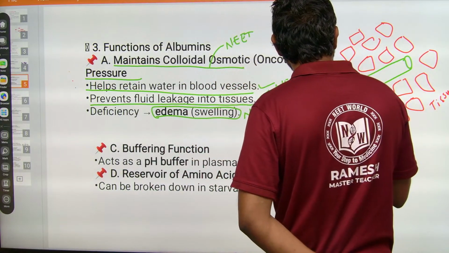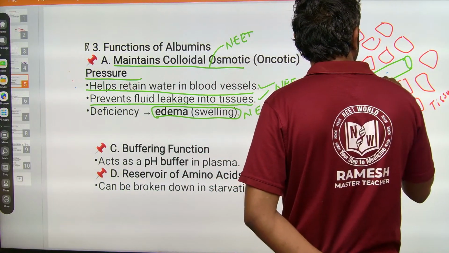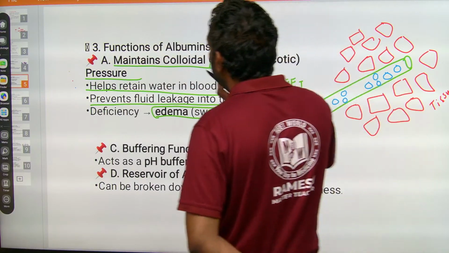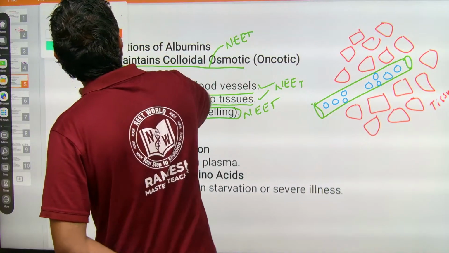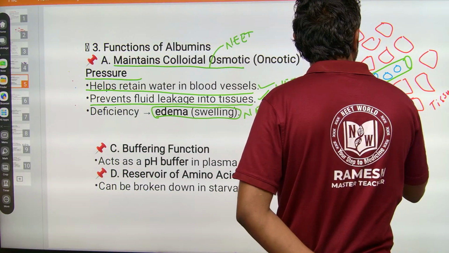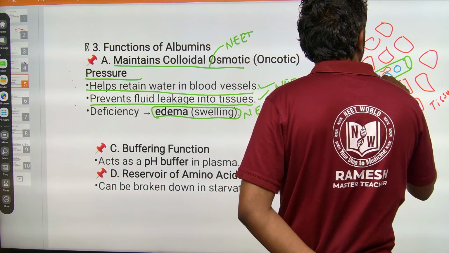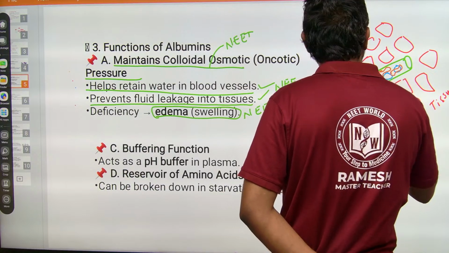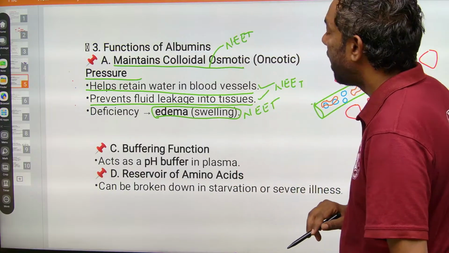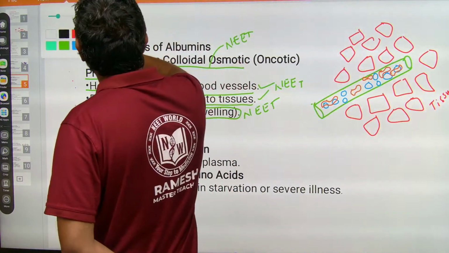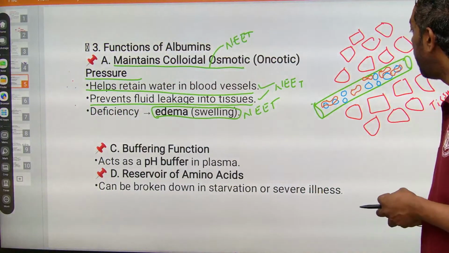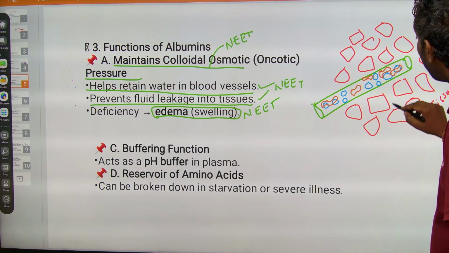These are the albumins, colloidal in nature, in the blood vessel. These are the blood cells, RBCs, in the blood vessel. RBCs, albumins and WBCs are there in the blood. Albumins, what can they do? Their function is to maintain colloidal osmotic pressure. What is colloidal osmotic pressure? They can attract the water.